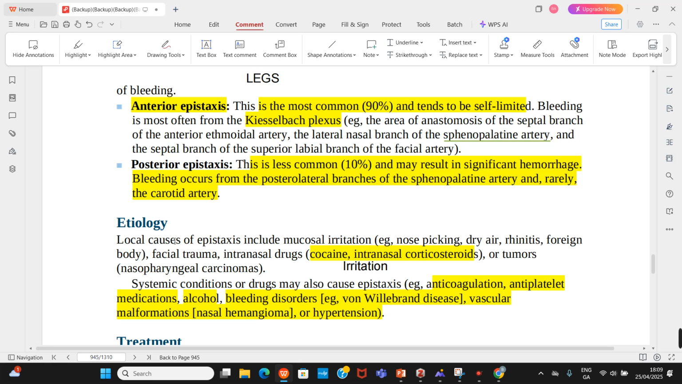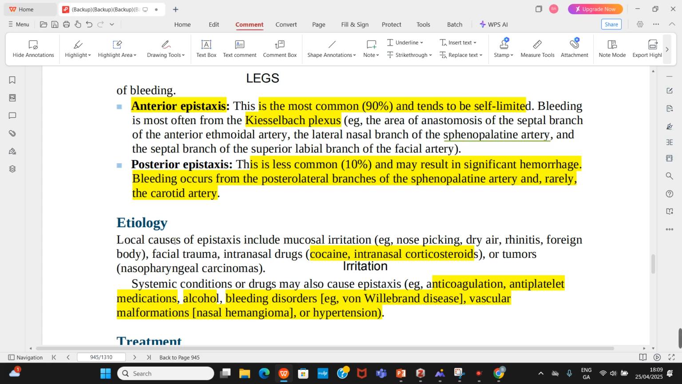Now, somebody with epistaxis, how will they present? They're just having nasal bleeding from the nose. What are the potential causes? The commonest cause is nose picking. So people that pick their nose a lot can have it. Rhinitis of any cause, facial trauma, and drugs that are used through the sniffing route. They're always sniffing them. Cocaine, intranasal steroid. That will cause atrophy of that mucosa, and they can easily bleed. Or people with some tumors like nasopharyngeal carcinoma can easily have epistaxis.